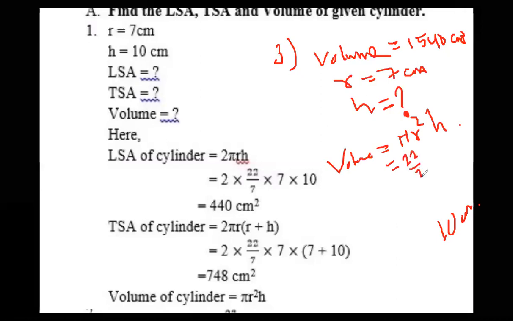We are class 10 now. We cannot be slow. We need to be very fast now. Your writing must be very fast. Sir, how much answer? 10 centimeter.